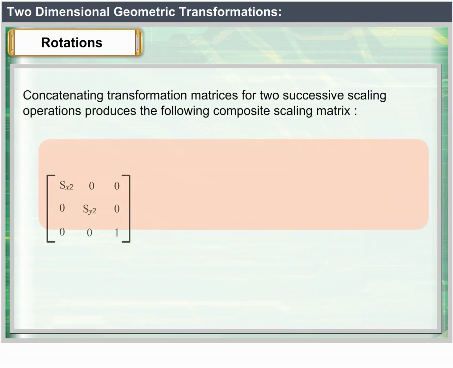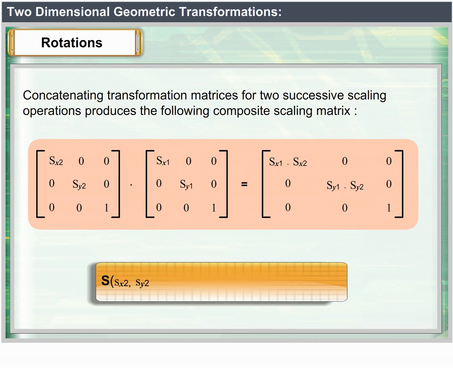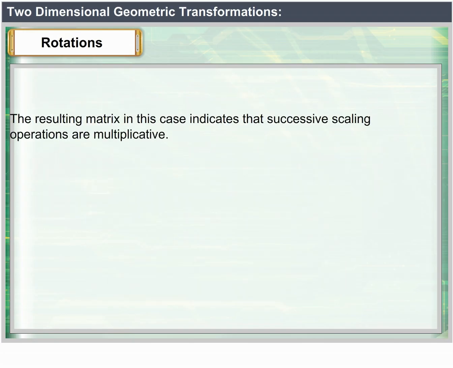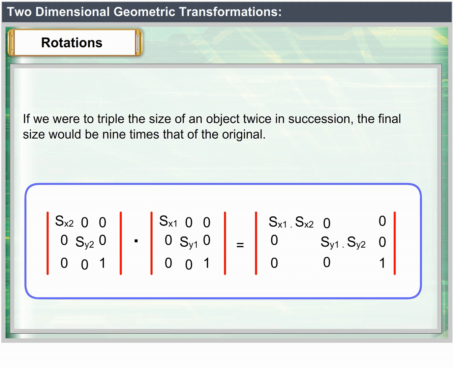Concatenating transformation matrices for two successive scaling operations produces the following composite scaling matrix. Or it can also be stated as S of Sx2, Sy2 and S of Sx1, Sy1 equals S of Sx1 and Sx2, Sy1 and Sy2. The resulting matrix in this case indicates that the successive scaling operations are multiplicative. That is, if we were to triple the size of an object twice in succession, the final size would be 9 times that of the original.